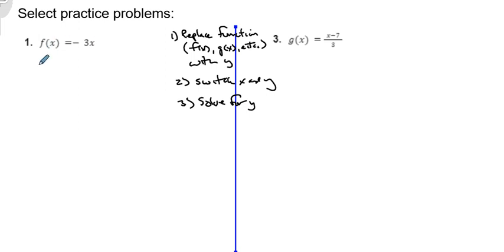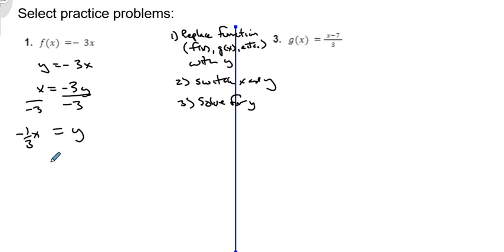So let's replace this. We're going to go y equals negative 3x. All right, so we did that. Now we're going to switch x and y around. So we're going to go x equals negative 3y. And now we're going to solve for y. And in this one, it's pretty straightforward. All you got to do is divide both sides by whatever the coefficient is, because there's nothing being added or subtracted, so we don't have to undo that. All we got to do is undo multiplication. And to undo multiplication, you divide, right? So divide both sides by negative 3, and you get y is equal to negative 1/3 x.